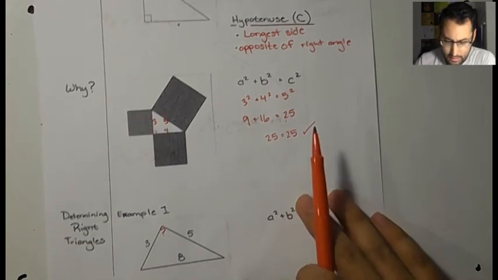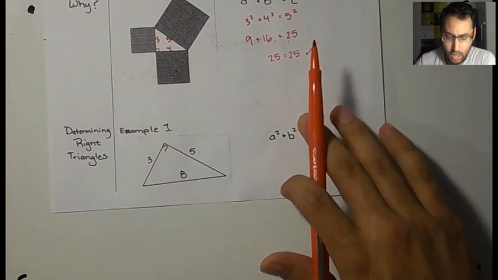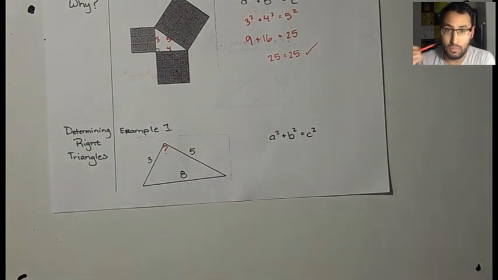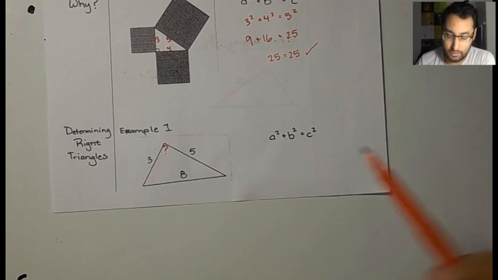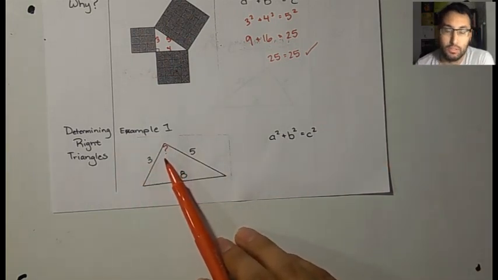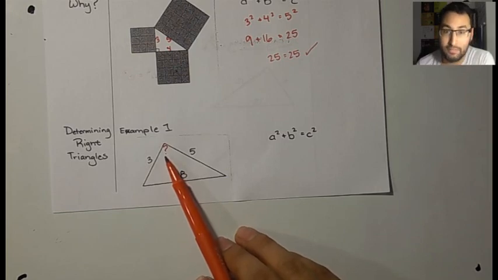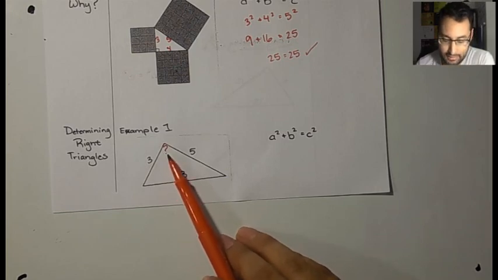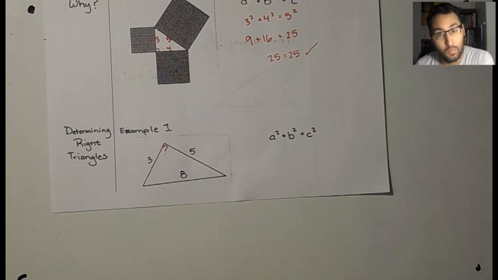Okay, now we're going to use the converse. If a squared plus b squared is equal to c squared, then the triangle is a right triangle. So here, for example 1, we're trying to determine, is this a right angle? You can't assume that it's a right angle even though it looks like it. It has to have that little box. If it doesn't, we can see if it is a right triangle by testing it.